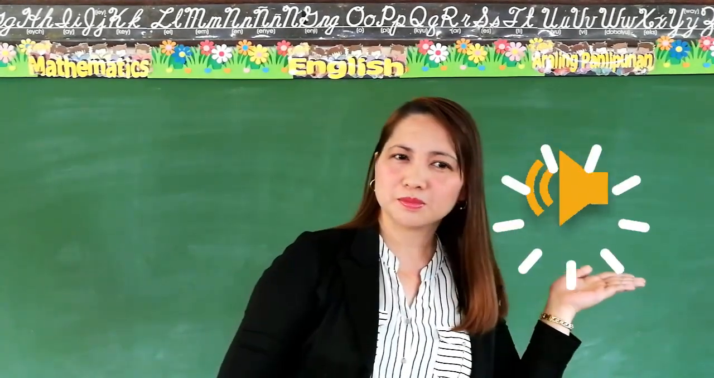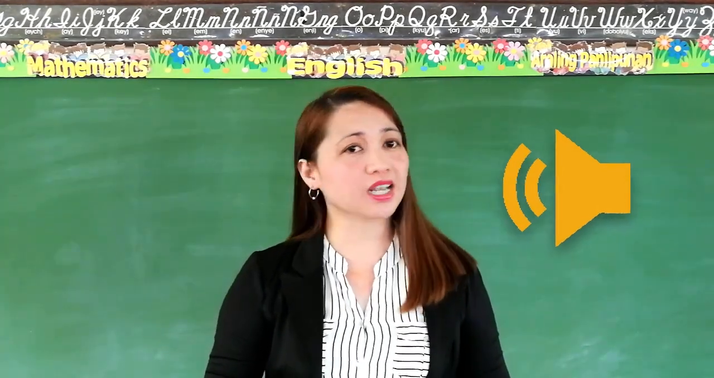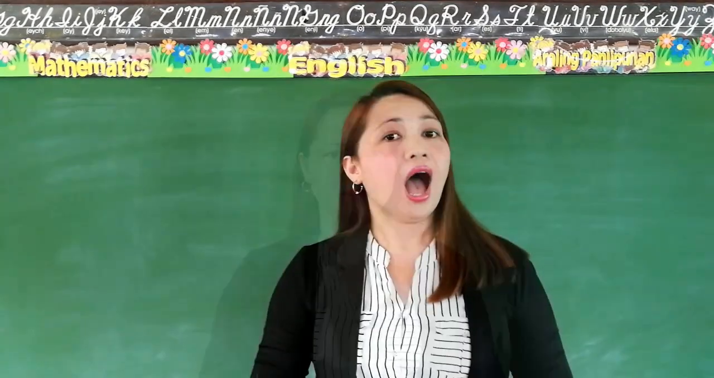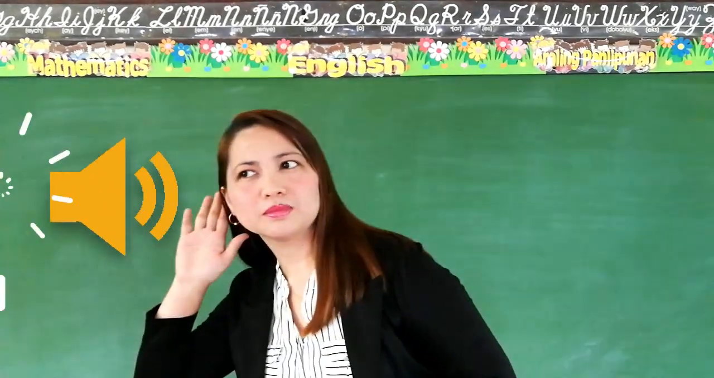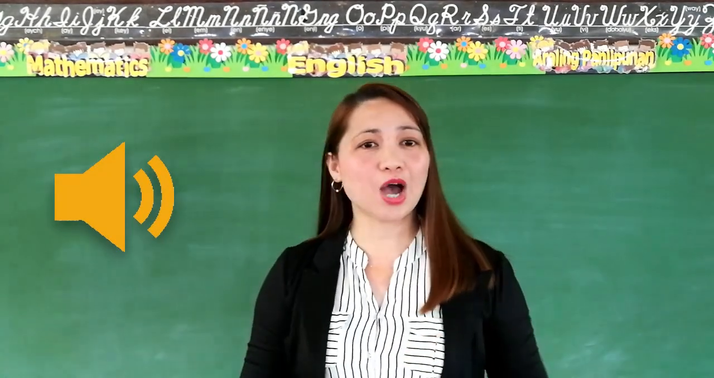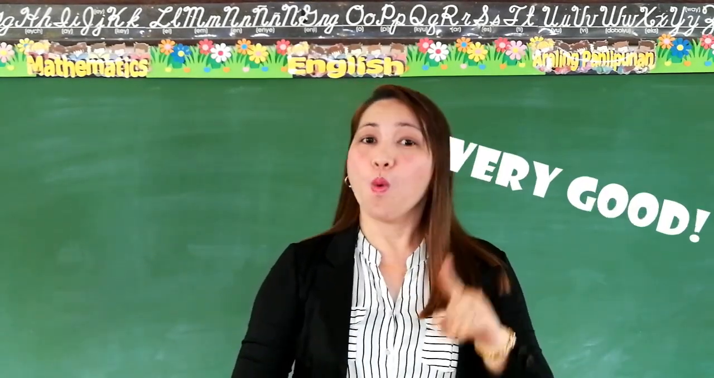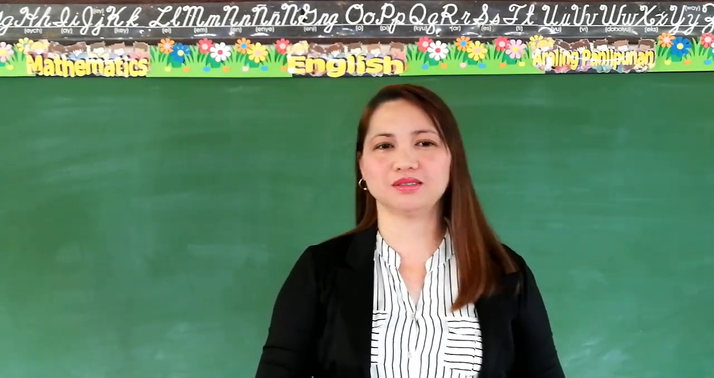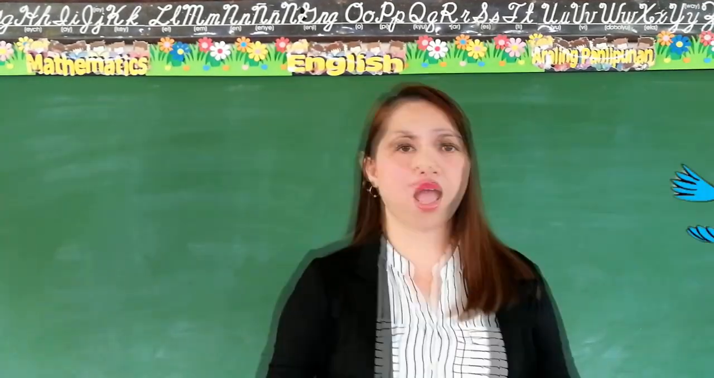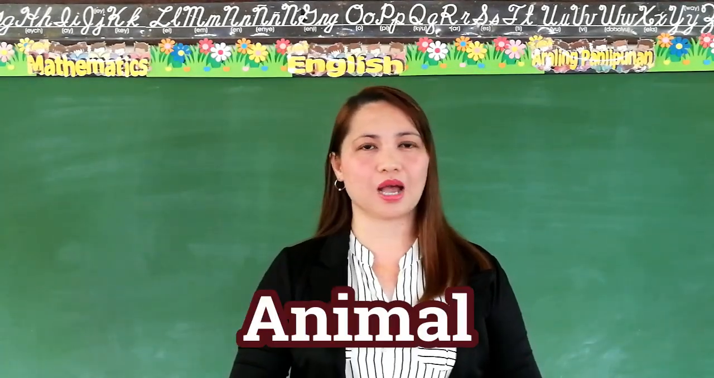First, what animal does the sound produced come from? Correct! It is a dog. How about this sound? Is this a sound of an animal? Very good! What animal has this sound? Nice answer, kid! It is a bird. The sounds of a dog and a bird are examples of animal sounds.